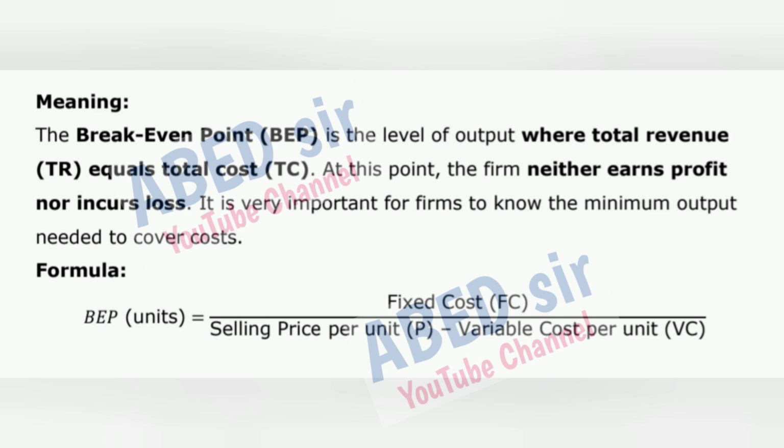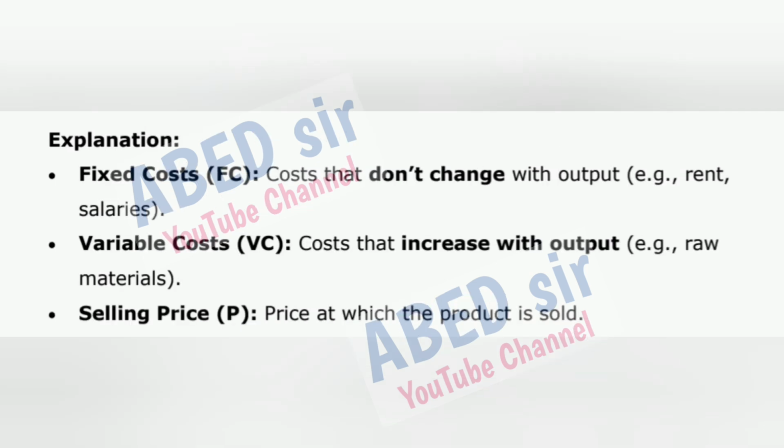Formula: BP units is equal to fixed cost, FC, divided by selling price per unit, P, minus variable cost per unit, VC. Explanation: fixed costs, FC, are costs that don't change with output, for example rent and salaries. Variable costs, VC, are costs that increase with output, for example raw materials. Selling price, P, is the price at which the product is sold.